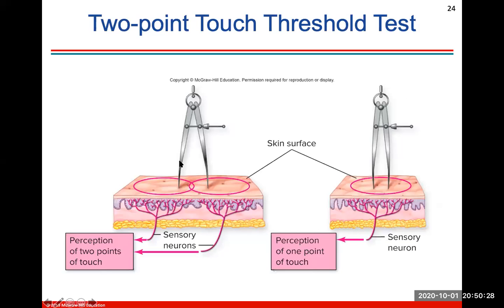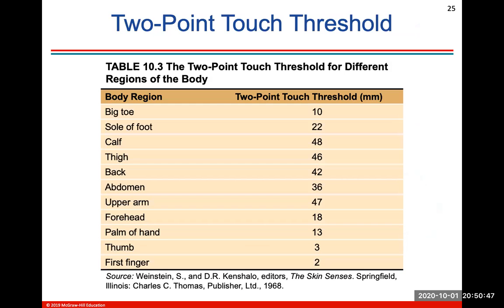And the distance between the 2 points will be much greater where there are fewer receptors. So it's like your back or your forearm or your leg, versus your fingers, where it would be much easier to perceive the 2 points much closer together. And this gives the body region and the 2-point threshold. And again, this threshold describes the distance at which you're able to feel 2 points.